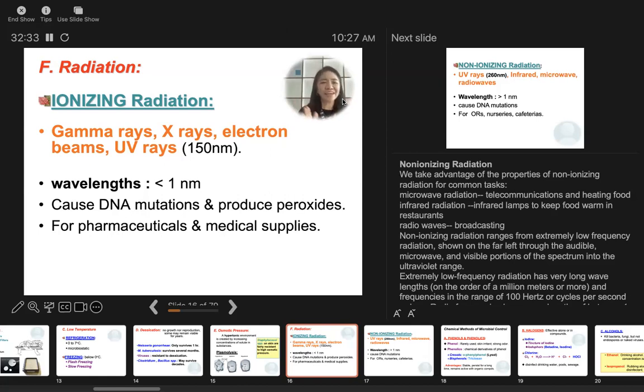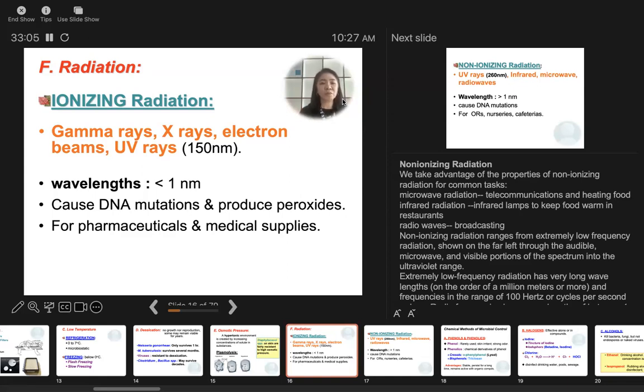Okay, so again, ionizing radiation. This would include your gamma rays, di ba? Parang gamma rays na lang lagi, yung sila Superman, sila kung sino-sino pang mga heroes natin sa Marvel. One way or another, parang na-expose sila sa gamma rays. So, gamma rays, X-rays, electron beams, and then UV rays, especially yung mga nasa 150 nanometers pataas.